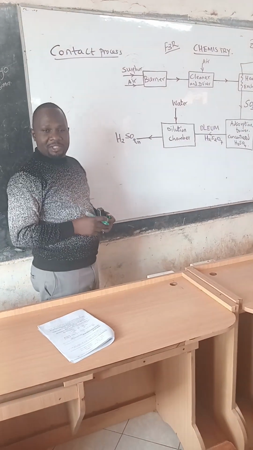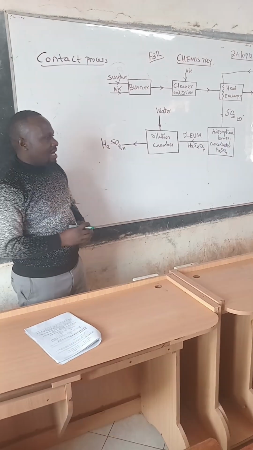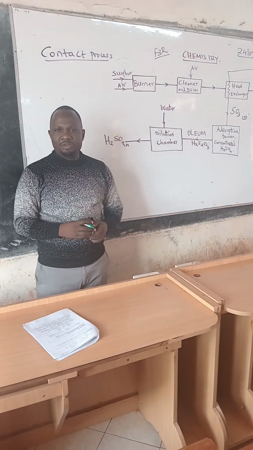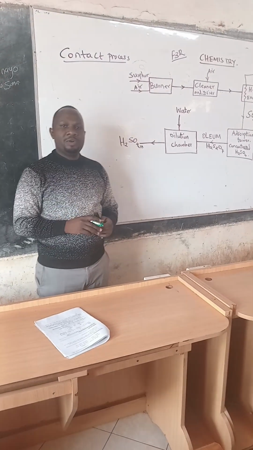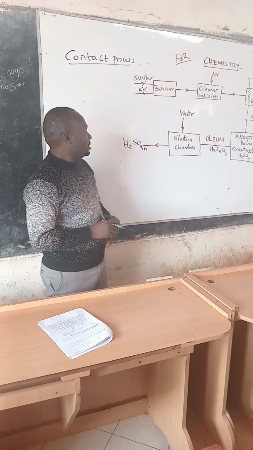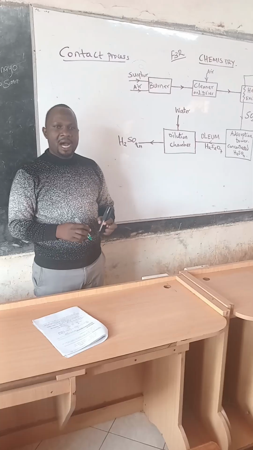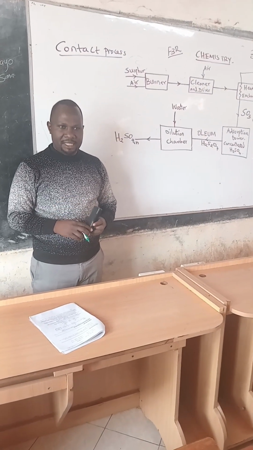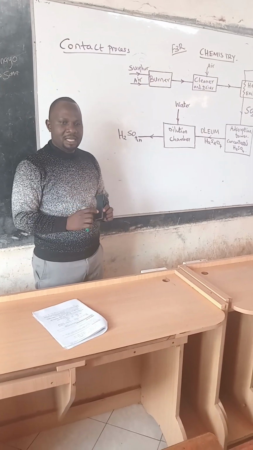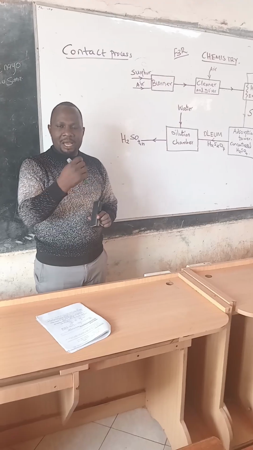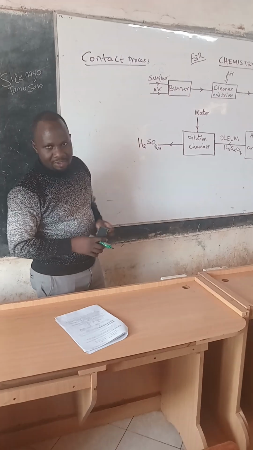Why is this process known as contact process? We normally use a catalyst, which is in solid form, and the name of the catalyst we normally use is known as vanadium 5 oxide. So the very first chemical reaction, which occurs between the gaseous mixtures, that is sulfur 4 oxide gas and oxygen, are normally in contact with this catalyst. So that contact between the gaseous mixture and the catalyst, that is vanadium 5 oxide, gives us the name of the process, contact process.